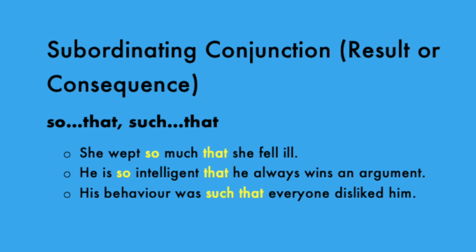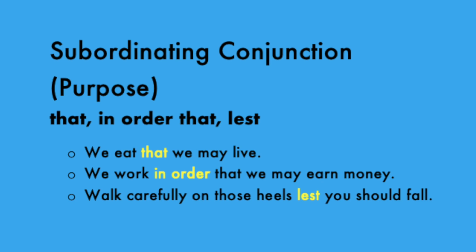Next one is result or consequence. She wept so much that she fell ill. He is so intelligent that he always wins an argument. His behavior was such that everyone disliked him. Here the "so that" and "such that" show the result or consequences of the action. Next one is purpose. We eat that we may live. We work in order that we may earn money. Walk carefully on those hills lest you should fall. Here that, in order that, and lest are showing the purpose.